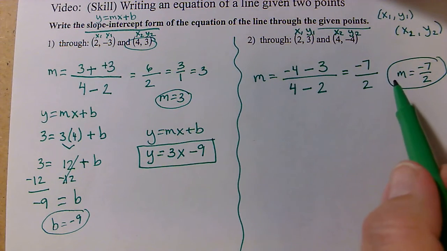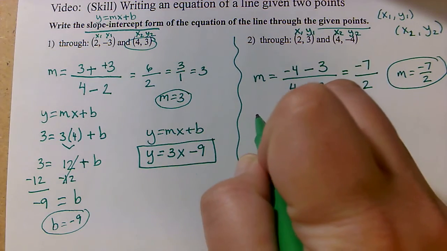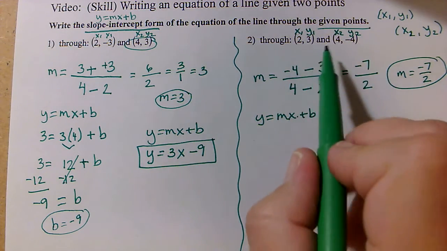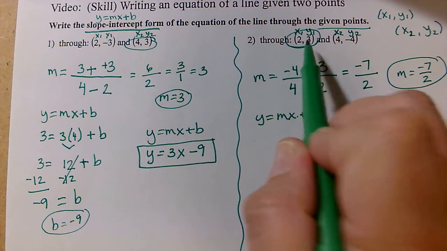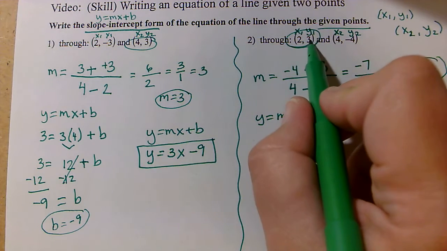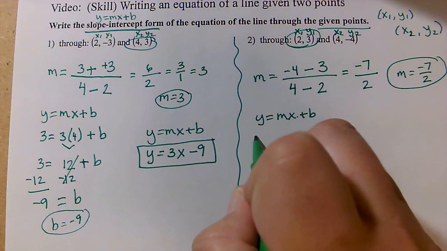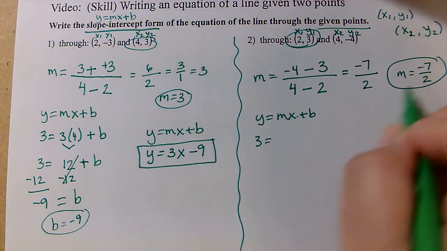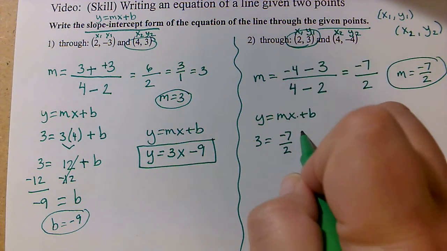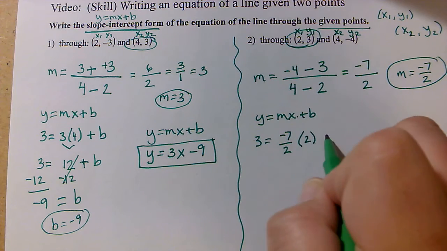So let's pick a point in order to substitute in. We're going to substitute into y equals mx plus b. We're going to pick one of these points. I'm going to go with the first one this time just because it's two positive numbers. You could really do either one. So for my y, I'm going to substitute in a 3. For my m, it's going to get this fraction, negative 7 halves. For my x, it's going to get a 2, and then plus b.